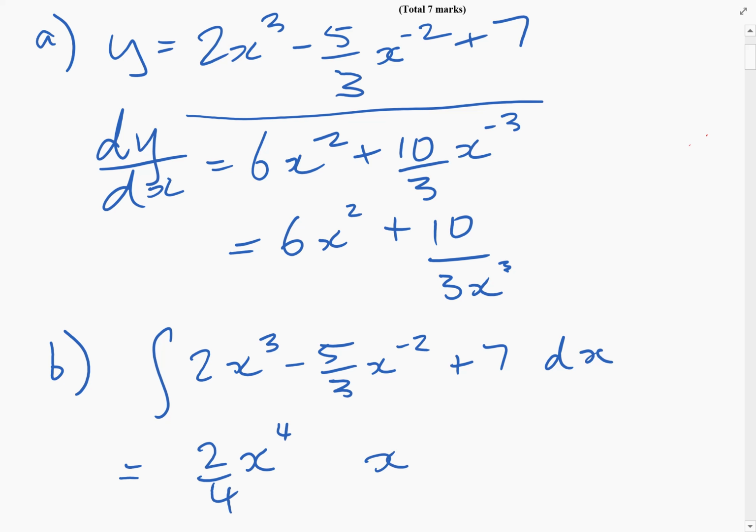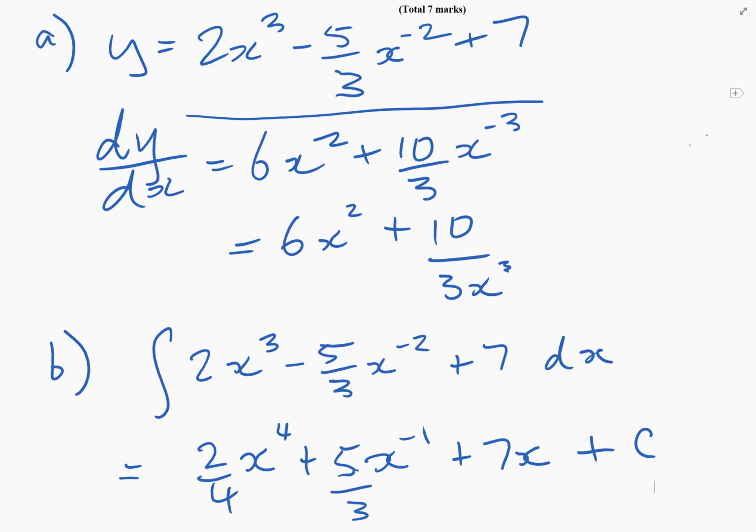This is going to give us x to the minus 1. Remember, we're adding 1 to the minus 2. So that becomes minus 1. Divide by minus 1, and that's going to become plus 5 over 3. And this is going to become plus 7x. You must remember the plus c.